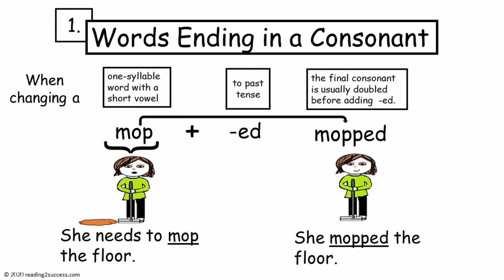And our second example, we have the one-syllable word with a short vowel, stop. We added ed, and the past tense word is stopped. And our 2 sentence examples are, this means stop, and she stopped at the sign.